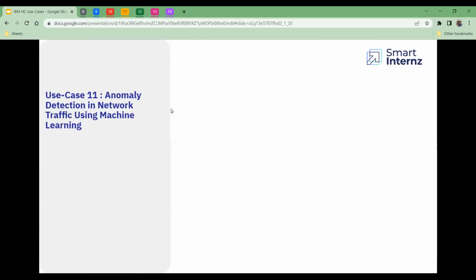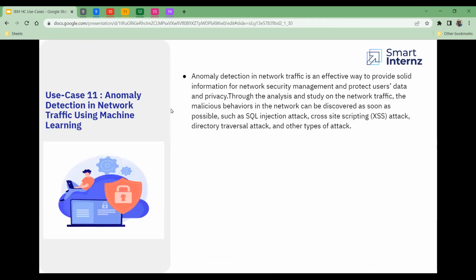That's anomaly detection in network traffic using machine learning. Okay, so what is anomaly detection? An anomaly is nothing but something that should not be there, that should not be in that particular network that's coming inside. So that we call an anomaly. Okay, so let's take this example.